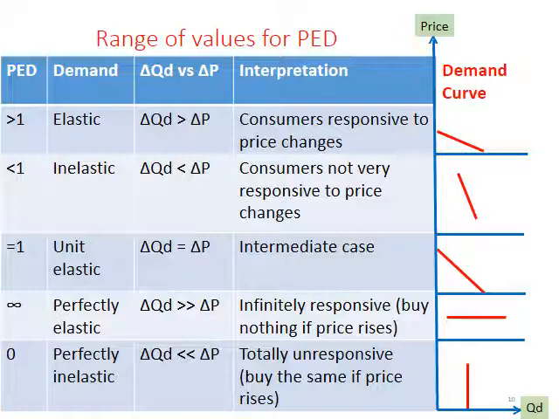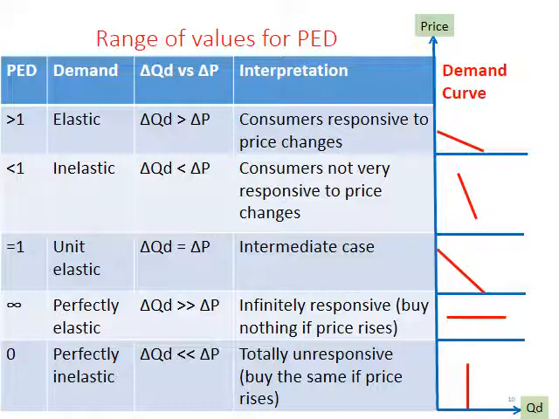And when price elasticity of demand equals 1, it is unit elastic, and the change in quantity demanded equals the change in price. And the graph looks like this.